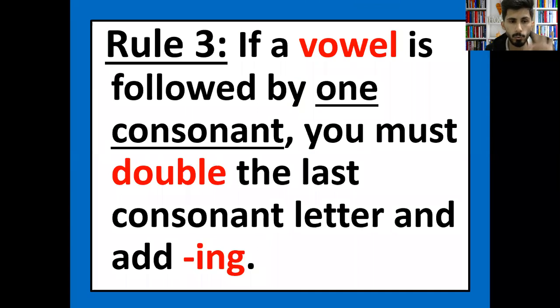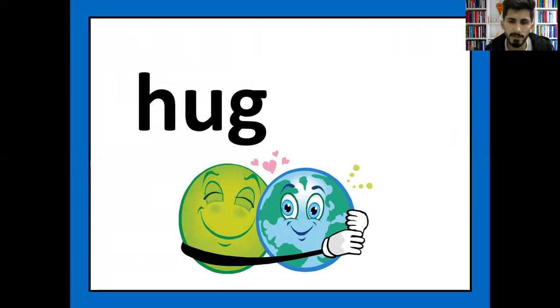Rule number 3. If a vowel is followed by one consonant, you must double the last consonant letter and add ing, the same as we did with ed. If you've got a vowel followed by one consonant, it means one vowel plus one consonant, then you have to duplicate the last consonant letter. Then you add ing. Just take a look at these examples.